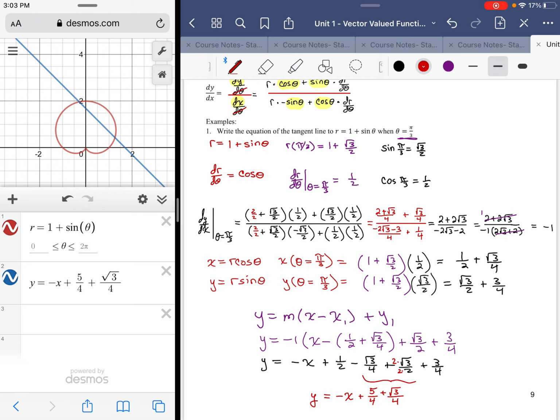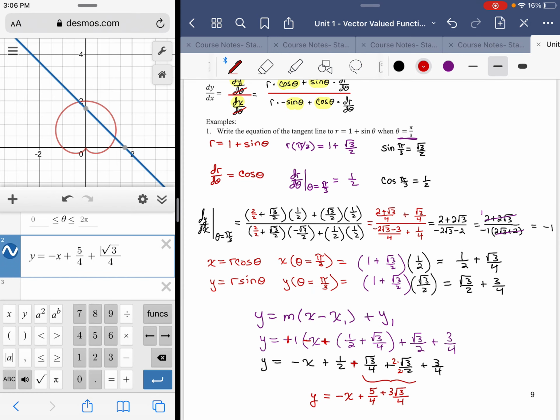Now I got to double check. And there it is. Took a second, but when I distributed this becomes negative, this becomes positive. These should have both been positive. Oh boy. All right, so that's a 3 radical 3, if I'm not mistaken, over 4. And hopefully that does the trick.